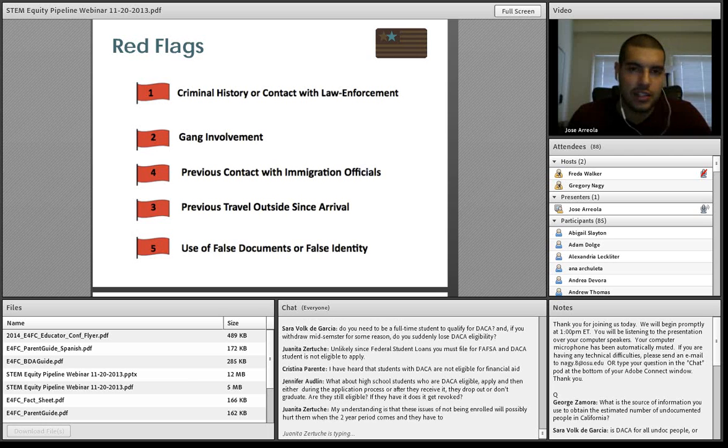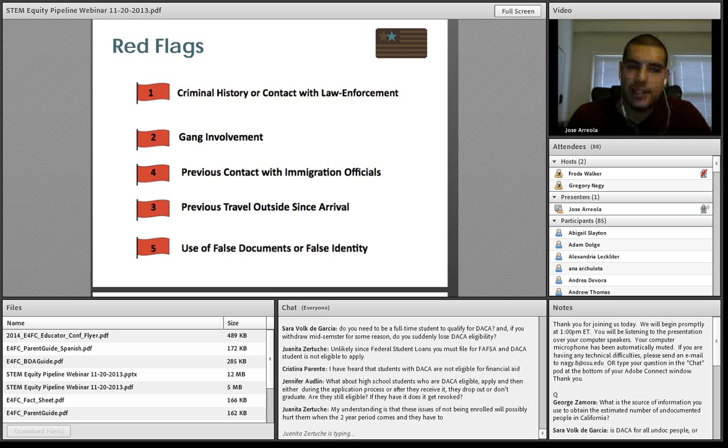Again, it's not a disqualifier. We know a lot of folks that have left for a short period of time and then came back, as long as that period didn't happen in that 5-year continuous window that was required in the eligibility requirements. And then any use of false documentation, fake social security number, fake driver's license, things like that.